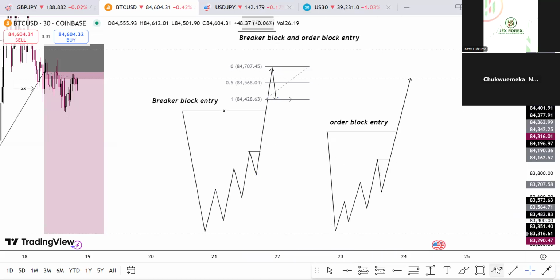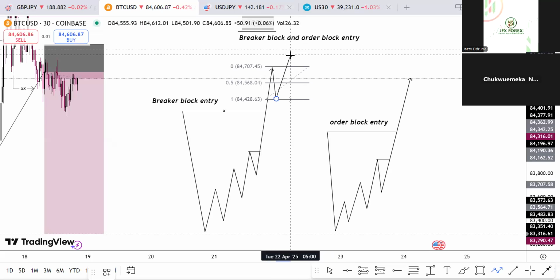Now, for you to know if the market, this retracement pullback, has gone to 50%, you know this is 1, this is 50%, and this is 100, right? So for you to know if the market has given you this 50% or more than 50% back to this major break, this higher high, to give us equal high or break it to the upside.